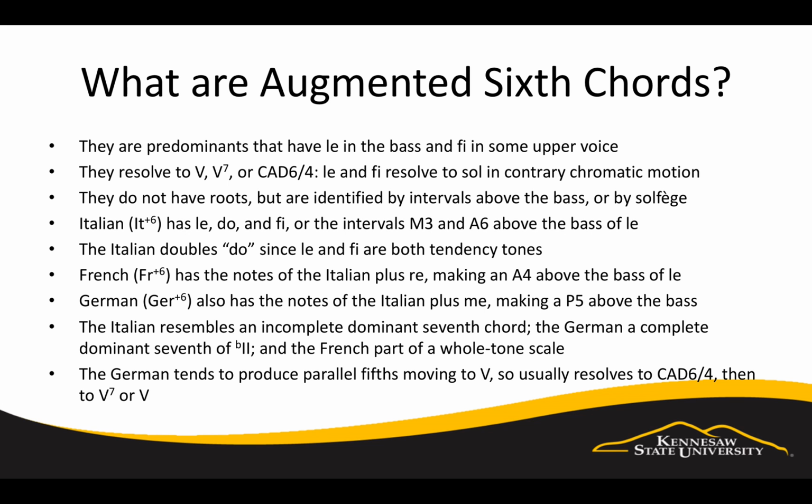The German, in your last bulleted point, tends to produce parallel fifths moving to 5. So if we took away the outer voices, you would get the parallel fifths. So we usually resolve it to cadential 6-4 first, and then to 5-7 or to the 5 triad.